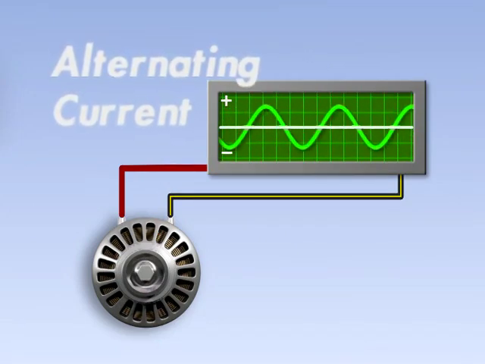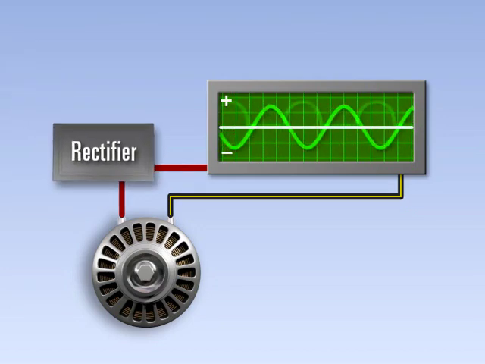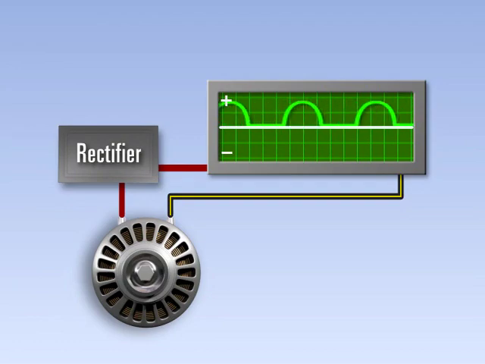With alternating current, or AC, current flows in both directions. In the AC waveform, both positive and negative current are produced. AC current is produced by an AC alternator, or generator, and must be rectified to DC before the vehicle's DC electrical system can use it.